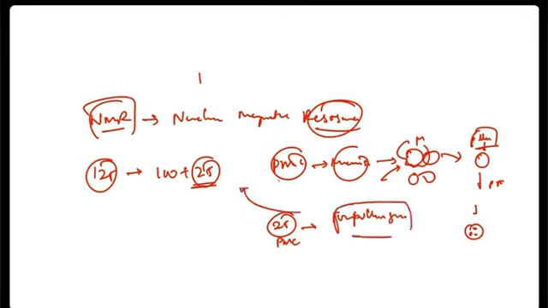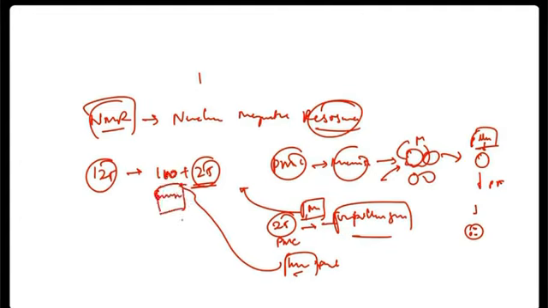So from 25, 25 meiosis will give us 100 pollen grains. The 100 pollen grains will fuse with the 100 embryo sacs that are formed, by which you will get 100 seeds. I hope this is clear. Yes or no?